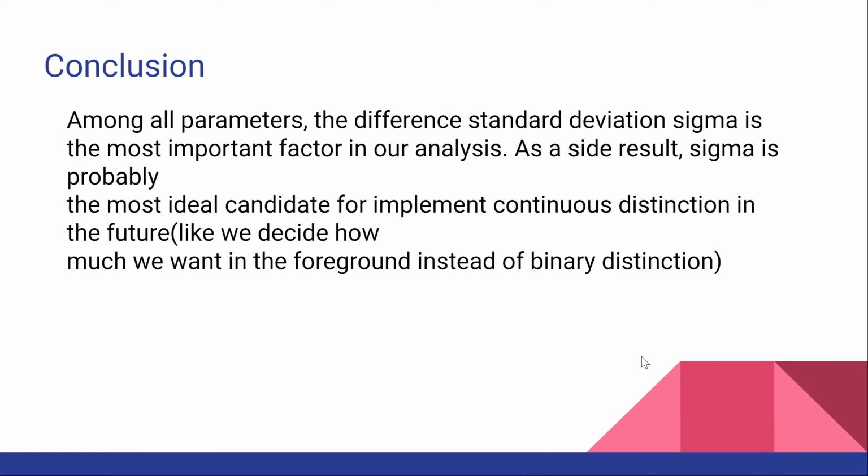So our conclusion is, among all parameters, the standard deviation sigma is the most important factor in our analysis. And as a side result, sigma is probably the most ideal candidate for implementing continuous distinction in the future. So it's not just either background or foreground. It can be that we want more background or we want more foreground, that kind of thing.